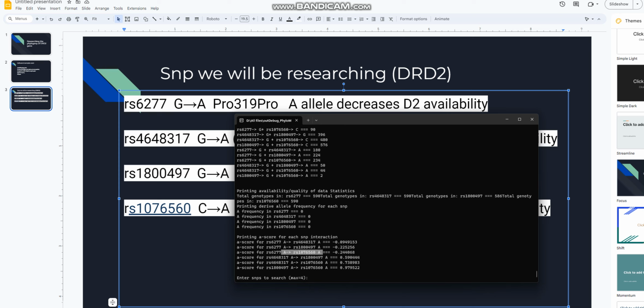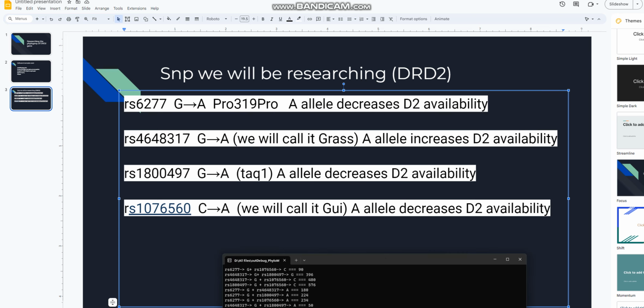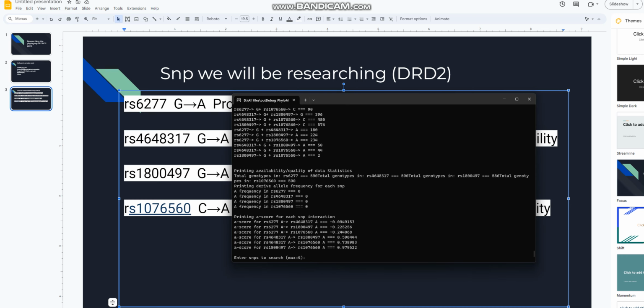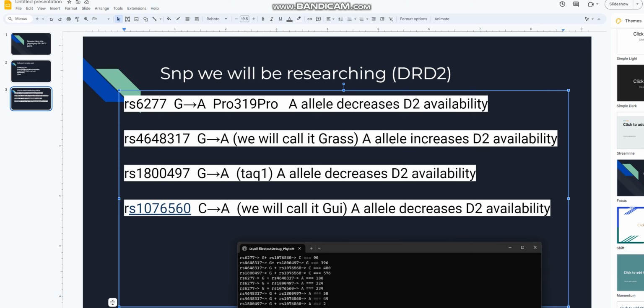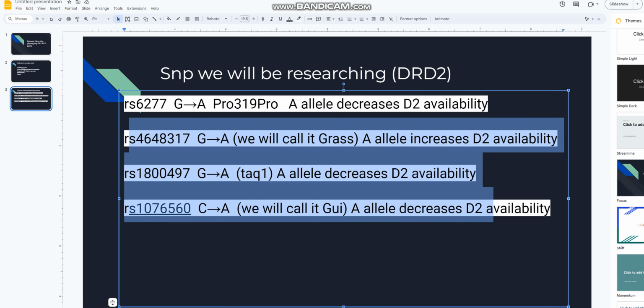However, the A scores for those interactions are not particularly impressive. They're negative, but they aren't all that negative. So it looks like Pro-Frenetin Pro doesn't have that close of a link with all the other SNPs used in this comparison. The closest links are between TAC1 and GUI, GRAS and GUI, and GRAS and TAC1. It looks like TAC1, GRAS, and GUI, I say technically a lot, but I really mean typically, these three variants are typically inherited together.